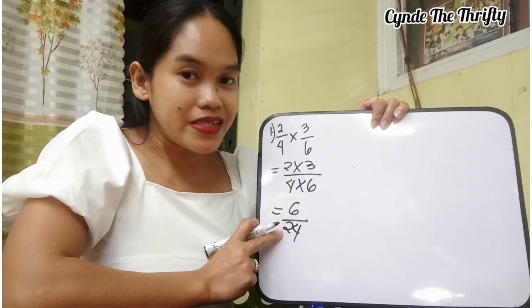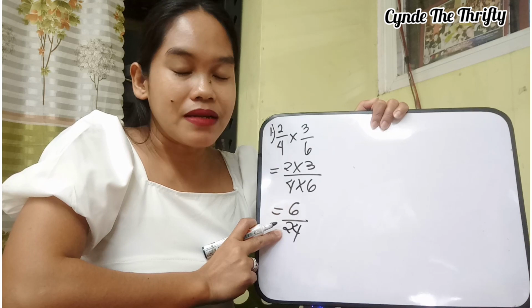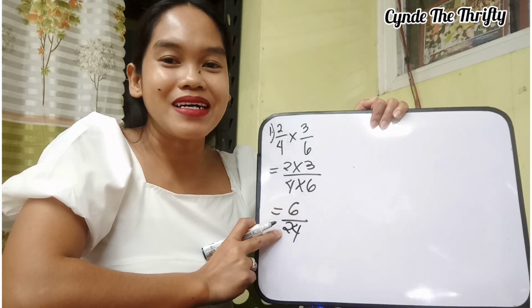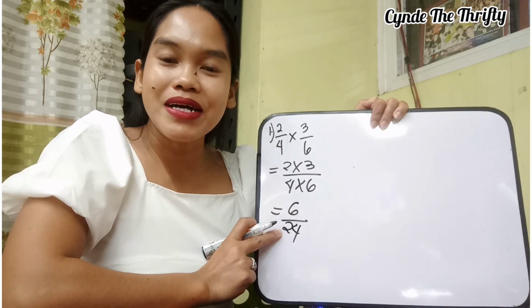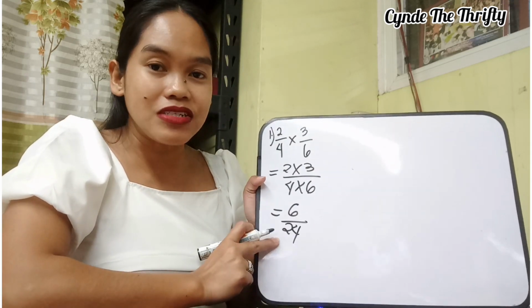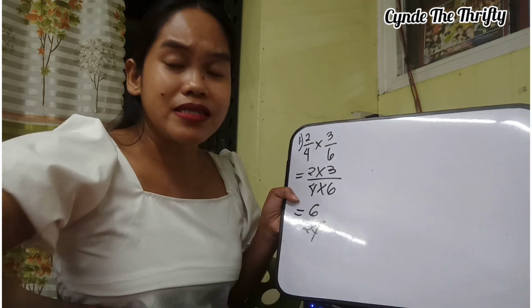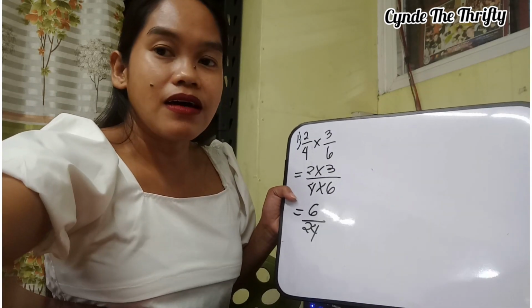Ang gagawin natin is i-reduce natin siya into lowest term sa pamamagitan ng paghahanap ng kanyang GCF or ng kanyang greatest common factor. So, ano yung greatest common factor ng 6 and 24? So, kung hindi nyo alam paano kunin yung greatest common factor niya, ganito lang ang gawin nyo.